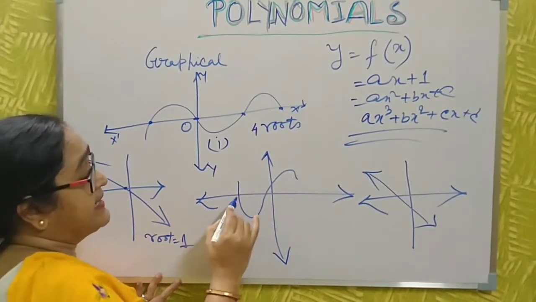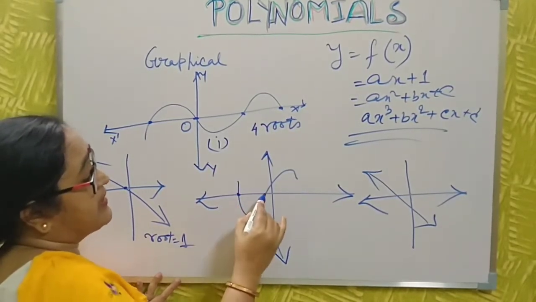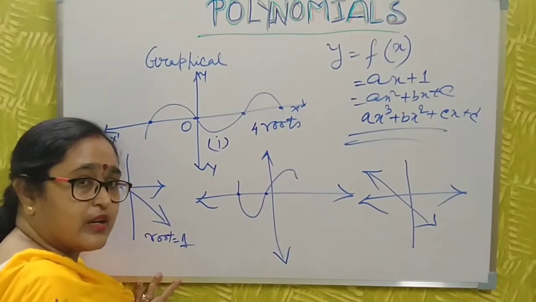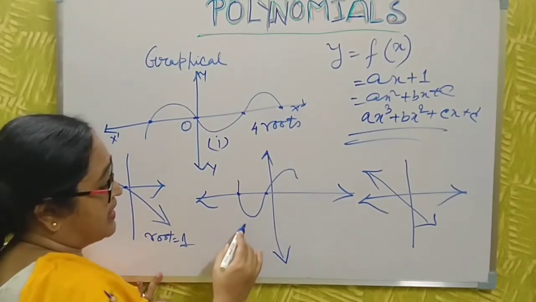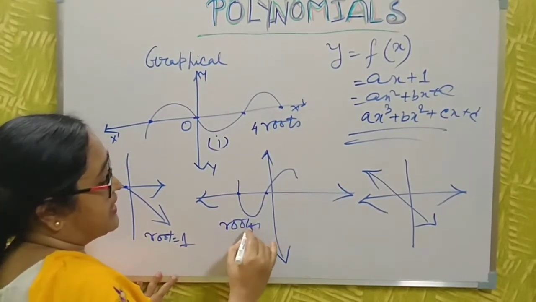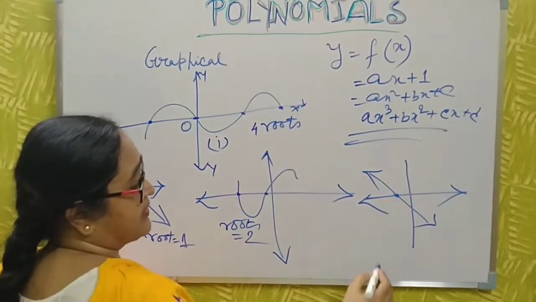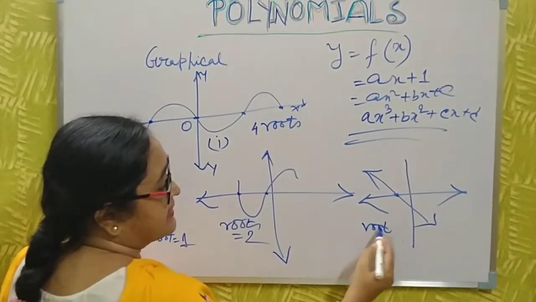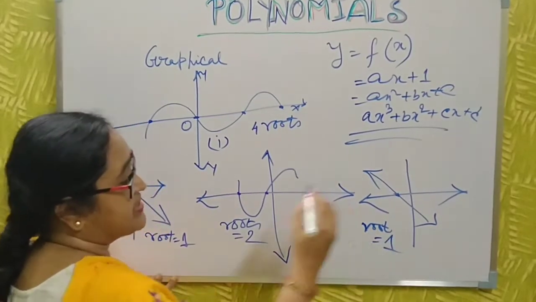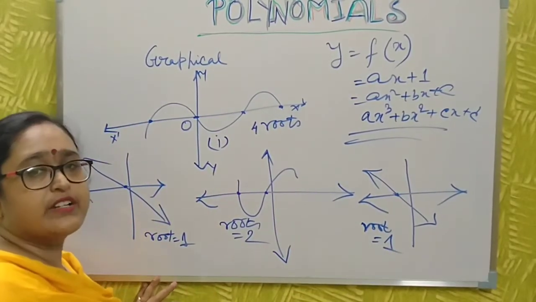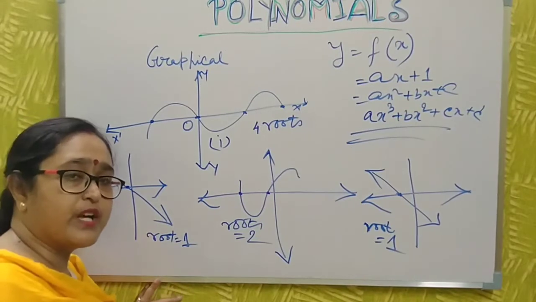And this one touches at how many points? 2 points. Now the roots are 2. And this one touches at 1 point. The root is 1. This is the graphical representation of the polynomial.